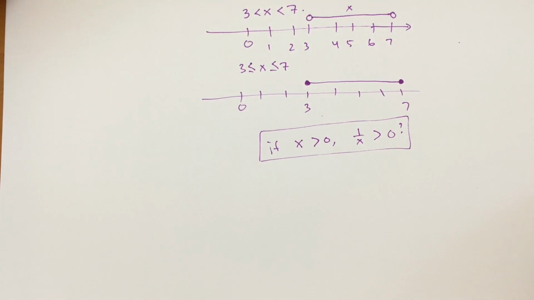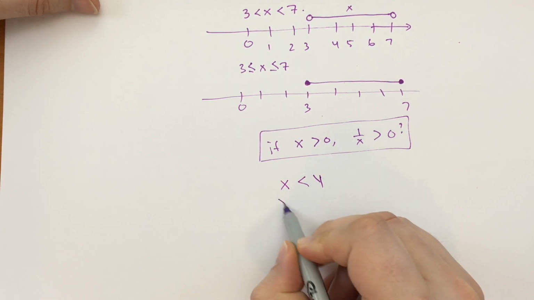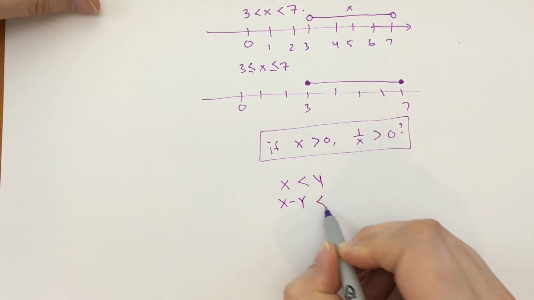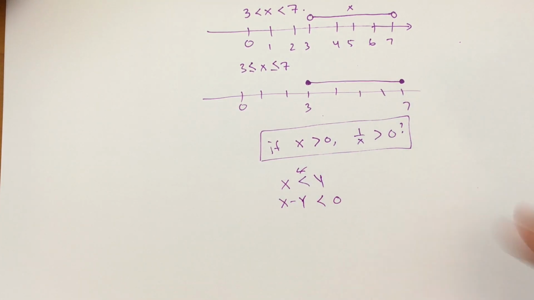Okay, problem 5. Prove if a is less than b and c is any real number, then a plus c is less than b plus c. Also, a minus c is less than b minus c. That's pretty easy to do. Just remember that if you have x is less than y, that's the same as saying x minus y is less than 0. So you can move this guy to the other side. Pretty easy stuff.